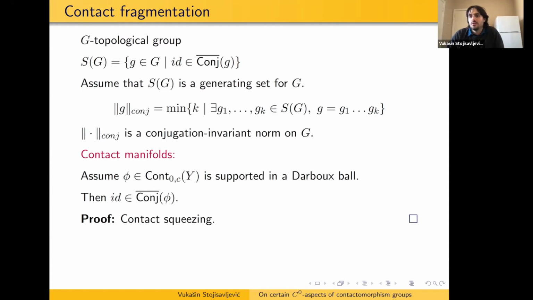So if you're supported, for any fragmentation by something that can squeeze balls. So if you're supported in a Darboux ball, you can squeeze everything to a point, and then identity is in the C0 closure, and you get the following thing. You get this inequality. This norm is less or equal than fragmentation norm.